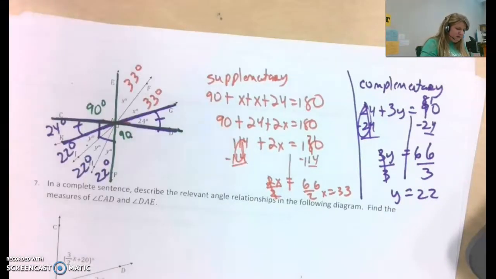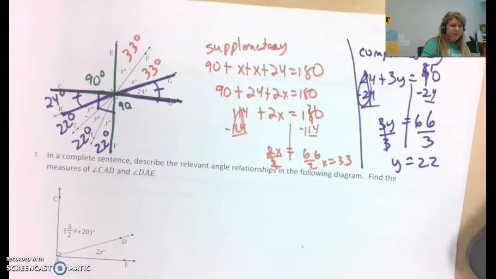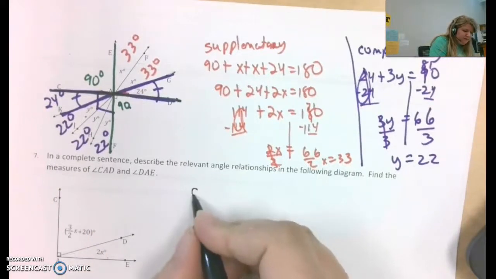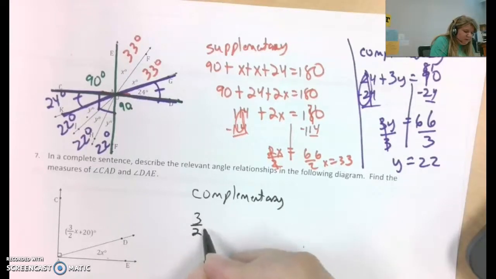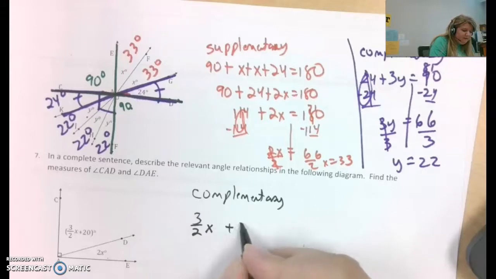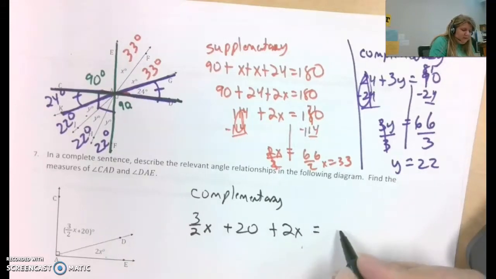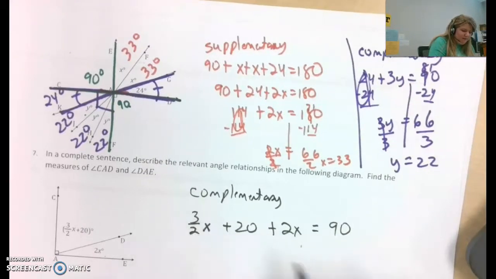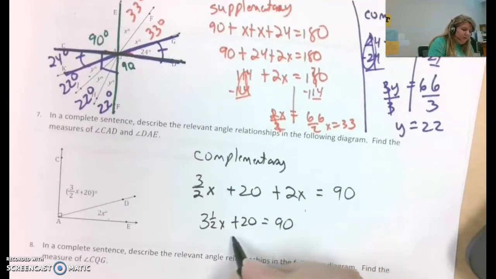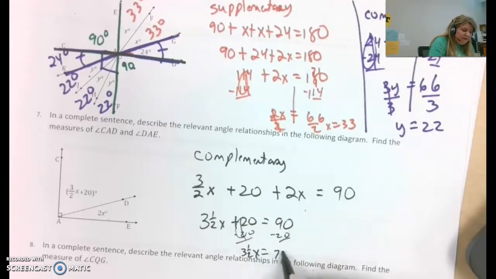Here we have a complementary relationship. I know because these two angles combine to create a 90-degree angle. So I'm going to write complementary. I'm going to write 3 halves x plus 20 plus 2x equals 90. So this would be, that's 1 1/2. So that would be 3 1/2 x plus 20 is 90. Minus 20 from each side. 3 1/2 x is 70.